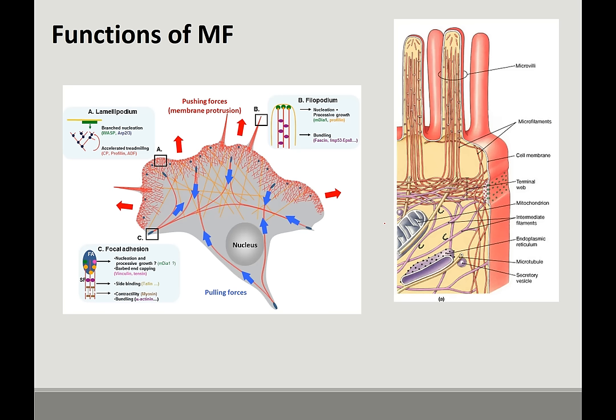Just another image. We're going to talk a lot next chapter about lamellipodium and filopodium. They're both important in moving the membrane. Lamellipodium does it more on a large scale. Filopodium are these long protrusions or structures. And in here you can see you've got your microfilaments and some bundling proteins, or you've got your microfilaments and branching proteins. Here again, we just talked about focal adhesion.